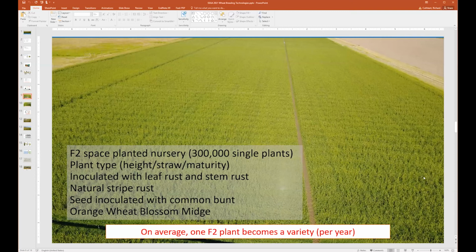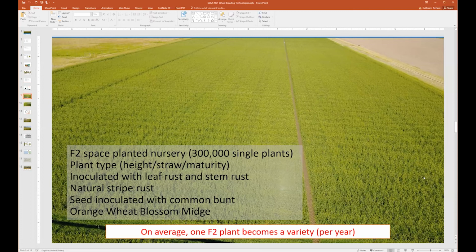This is what an F2 space planted nursery looks like. There's over 300,000 single plants, and breeders have said to me there's more plants there than 300,000, and it's true, but we have spreader rows for rust in these nurseries, and there's 300,000 single plants from the crosses that we've targeted. And in the red box here, on average, one of those plants becomes a variety per year.